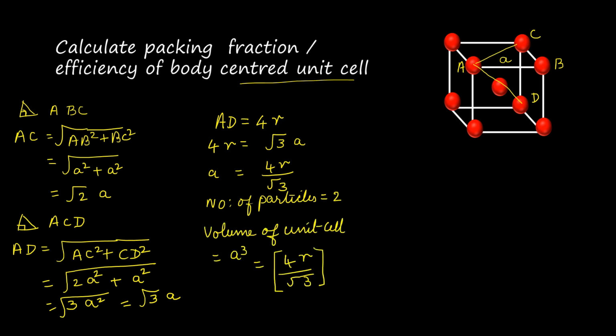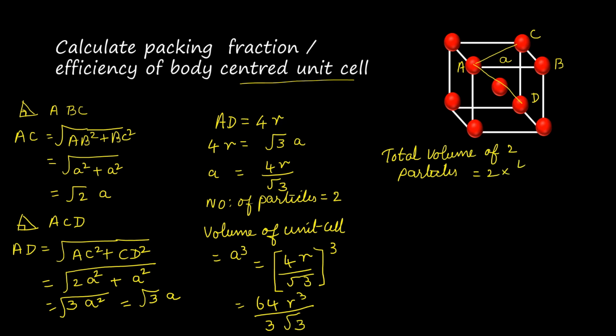Volume of the unit cell is equal to A raised to 3 equal to 4R by root 3 the whole raised to 3 equal to 4 into 4 into 4 R cube by root 3 raised to 3 equal to 64 R cube by 3 root 3.